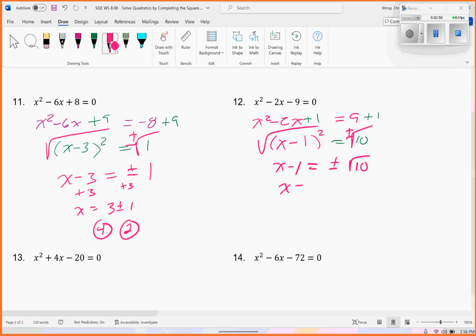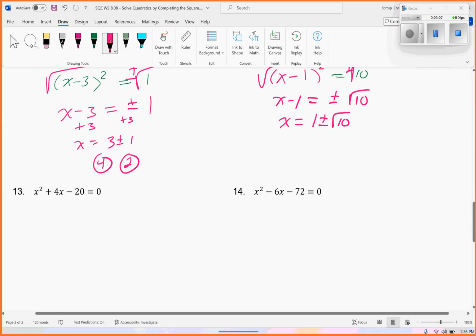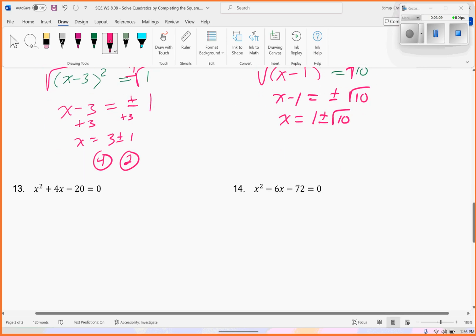So I'm going to go ahead and add 1 to both sides. So I'm going to get 1 plus or minus root 10. Okay? Square root 10 is like 3 point something. Some decimal goes on forever. So you'd go 1 plus 3 point decimal and 1 minus 3 point decimal. Okay? And again, that's where it's going to cross the x-axis.